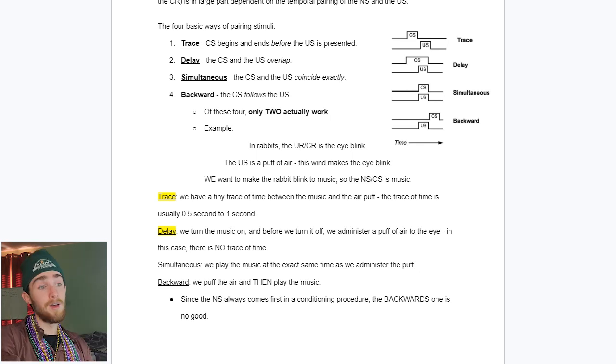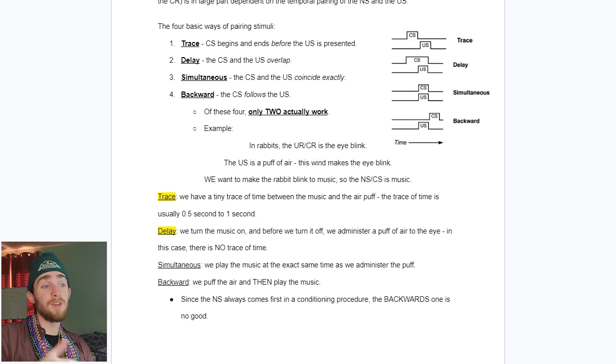With delay, we turn the music on, and before we turn it off, after it's played for a little bit, then we administer a puff of air to the eye. In this case, there is no trace of time. Those are trace and delay. And the reason they're highlighted is because they're the ones that work. Simultaneous and backward do not work, and I'll tell you why.